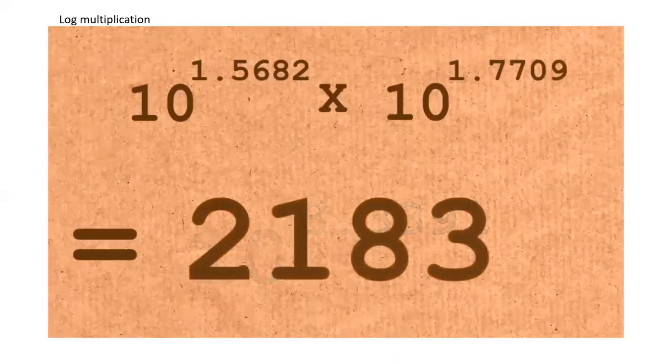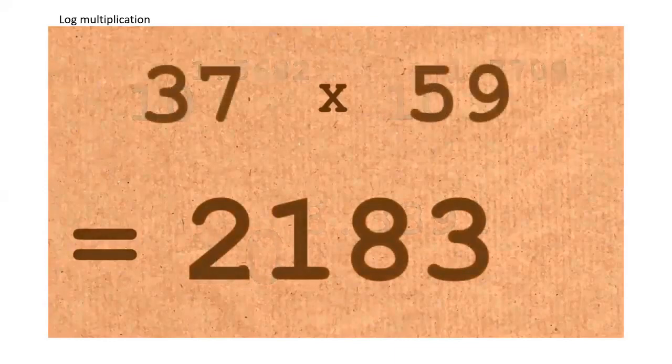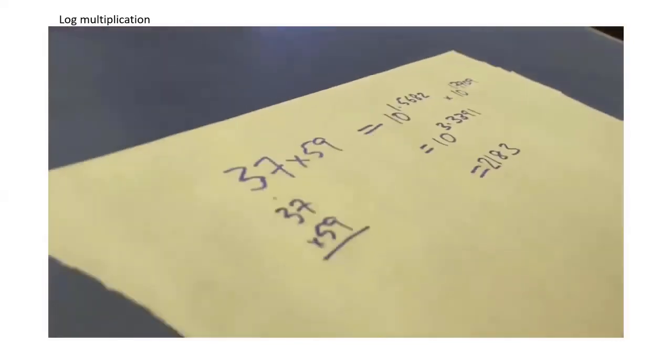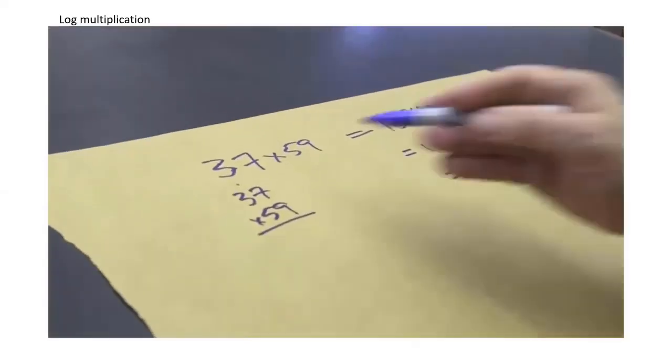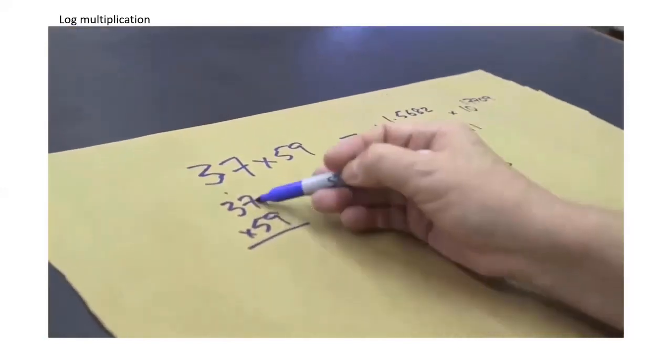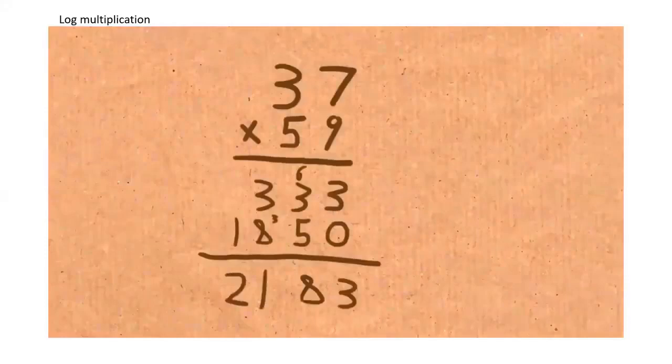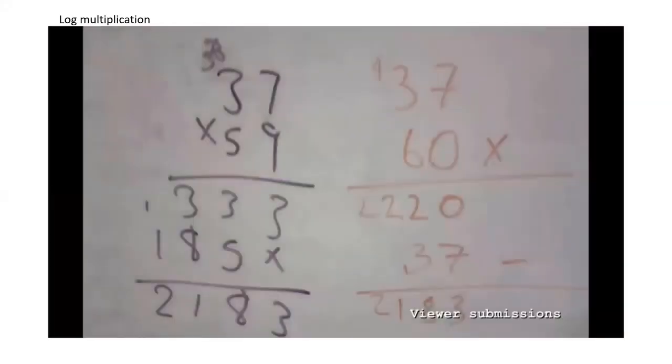2183. Instead of having to write this out longhand as 37 times 59 and work it all out in gory detail, which will require 9 times 7 and 3 times 9 and then 5 times 7 and not making a mistake, all you have to do is addition, which is much easier. And if I were to do division, I would do subtraction, which is much easier. Addition and subtraction are much easier than multiplication and division. Okay, we're good there.